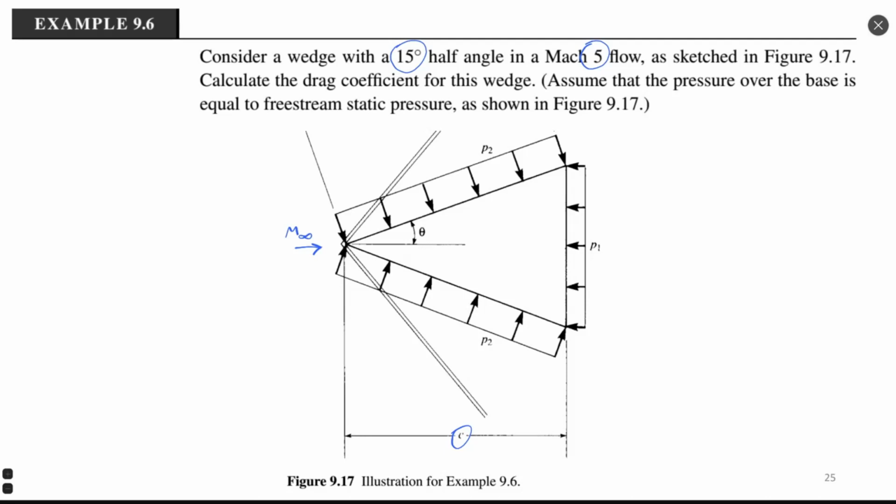After the oblique shock wave, we calculate pressure. Pressure is distributed uniformly along the side surface of this wedge, and behind we have pressure 1. Okay, maybe I will remove M1 from here. Okay, and we have pressure 1. The back pressure is approximately equal to the infinite pressure, P1.